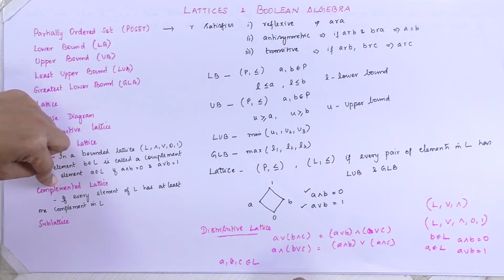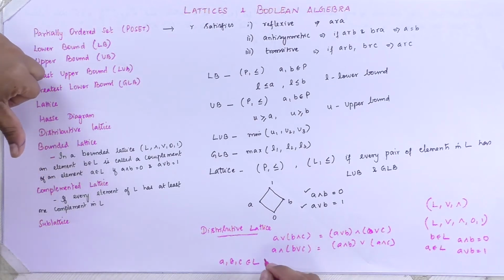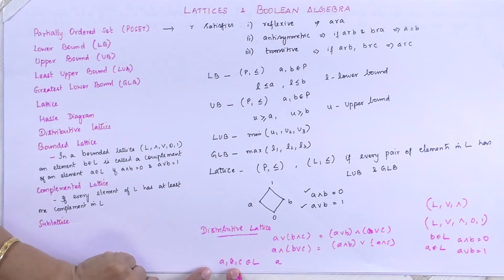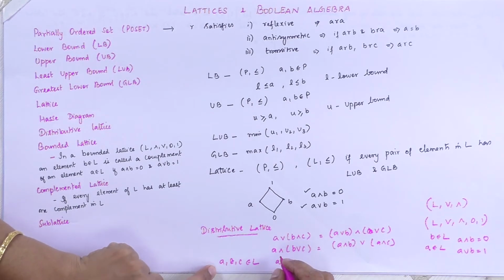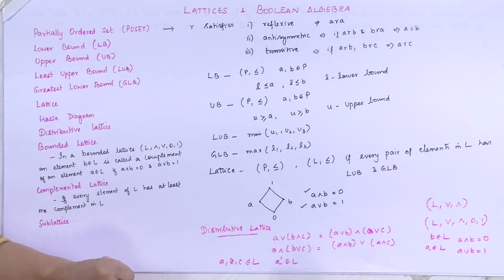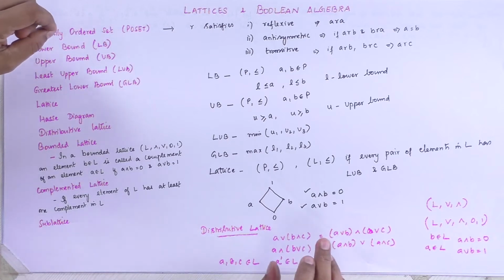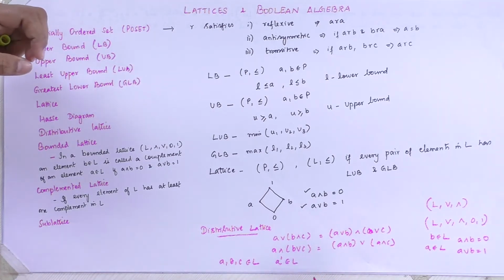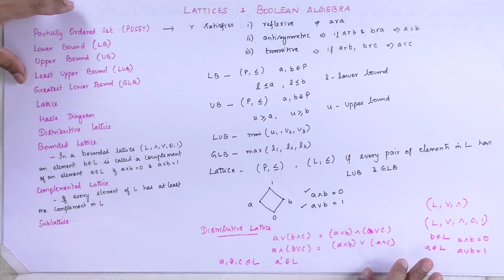In the sense, at least any one element of that should have a complement. So I have totally 3 elements. If at least this A has a complement in L, then it is said to be a complemented lattice. Any one, it is not necessary that for all the elements we should have the complement. At least for any one we have a complement, then it is said to be a complemented lattice.